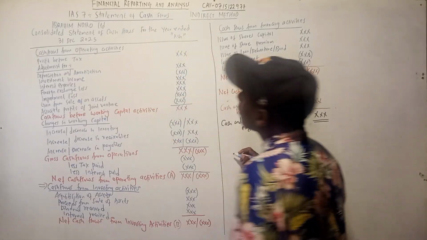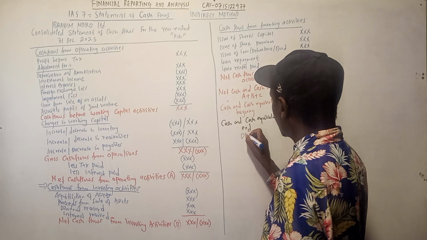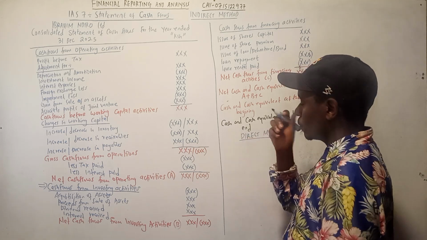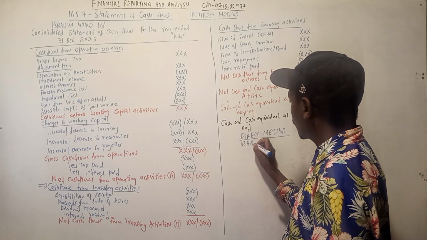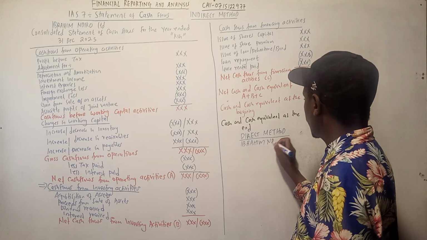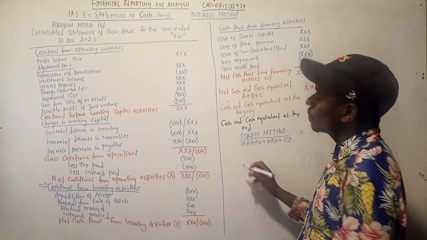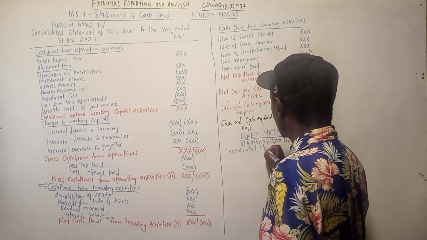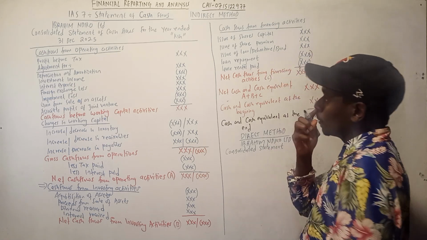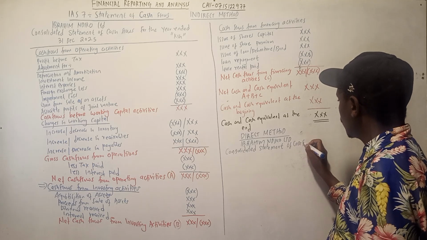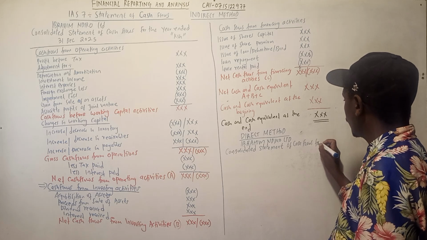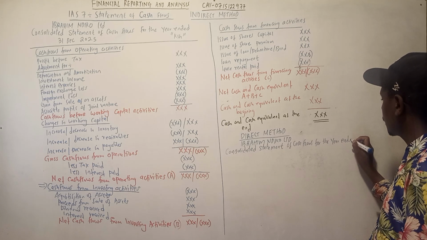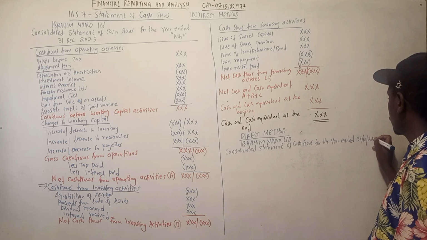So let us come up with the format. So I shall say Ibrahim Diko Ltd. Consolidated statement of cash flows for the year ended 31st December 2025.